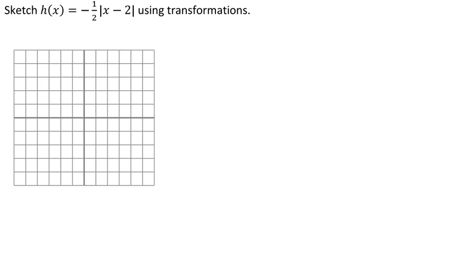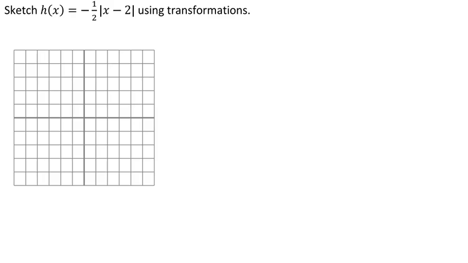Hi everyone, in this example we're going to tackle a slightly different problem. Here I'm not giving you the graph that you start with, so there's actually one additional step involved in this one. And that step is your very first one, and that is to identify the basic function or parent function that's involved. In this case, we're supposed to sketch h of x equals -1/2 absolute value of x minus 2.